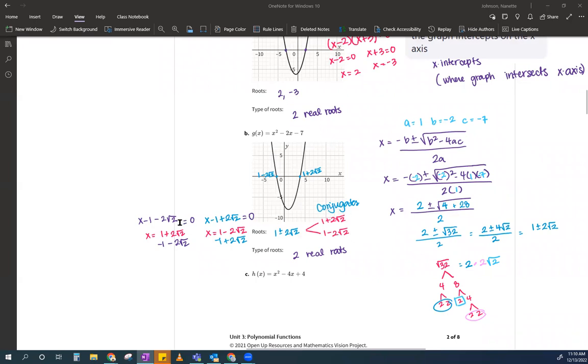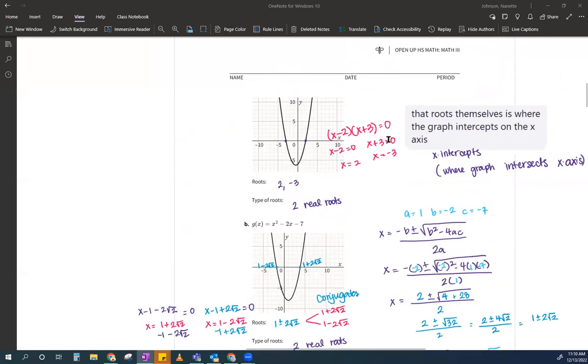Okay, Ms. Johnson, we're still not at factored form, but we're almost done. We're right here. So then I'm going to stick these two in parentheses. I don't have to set it equal to 0, but I'm going to put them in parentheses. So you want me to stick this whole thing in parentheses? Yes, absolutely. So here goes my second one, x minus 1 plus 2 root 2. And then my first one was x minus 1 minus 2 root 2. Okay, so this is factored form.